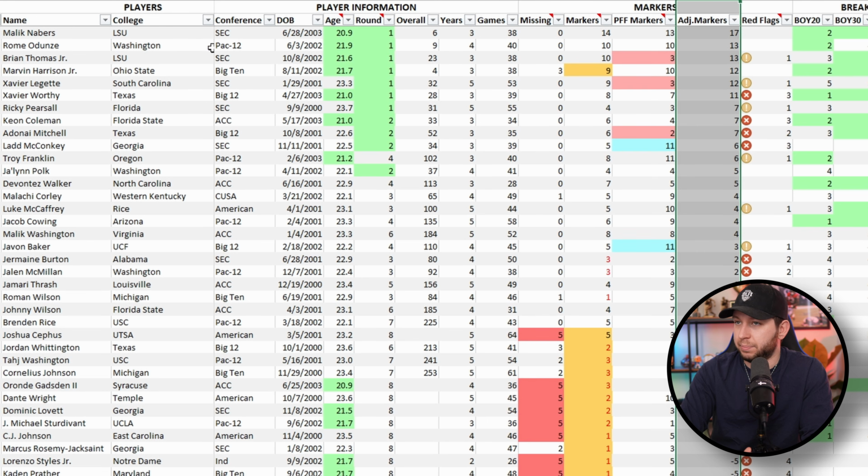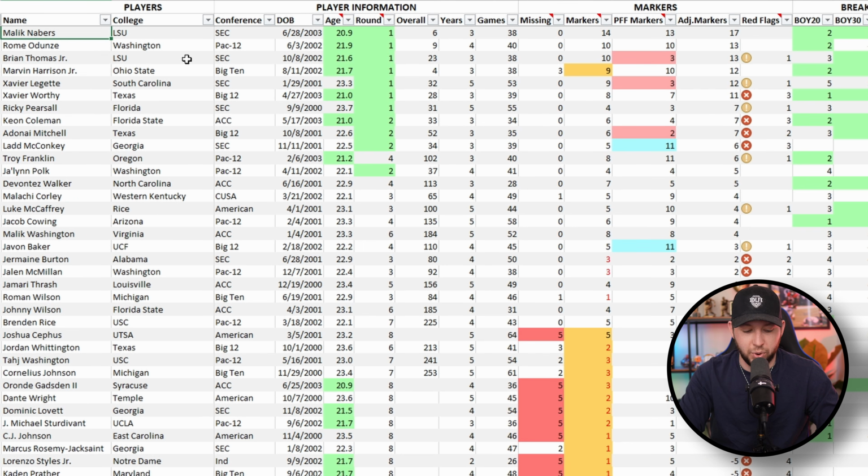So you'll notice that the top 5 names for the 2024 class in terms of adjusted markers went Malik Neighbors, Rome Odunze, BTJ, Marvin Harrison Jr., and then Xavier Legette. And Worthy was 6. So I feel like that's a pretty solid ranking of the 2024 class.